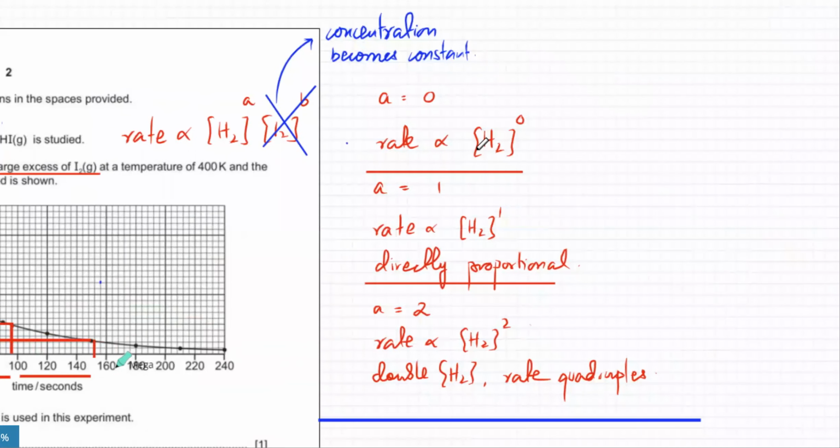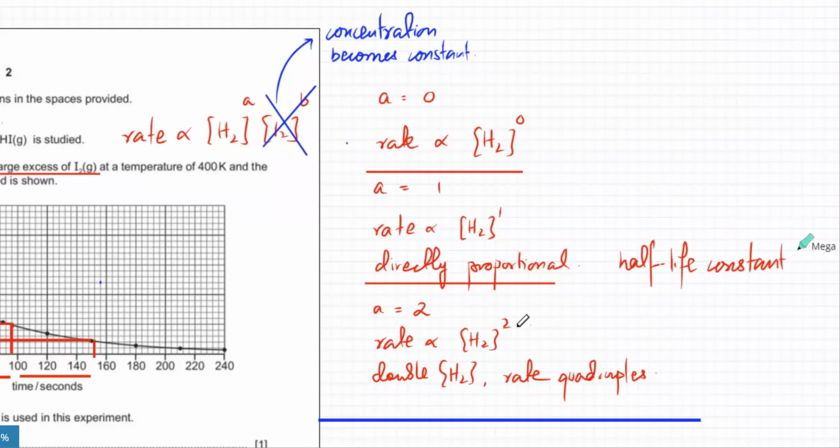According to orders, for order 1, remember this, that the half-life would always be a constant. So half-life is constant, which is the case here. So that means it is order 1.